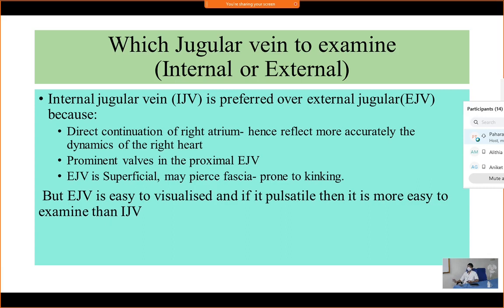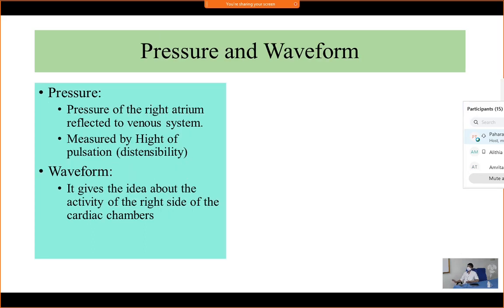So that's why it is better to examine the internal jugular vein. But remember one thing: if the external jugular vein is easy to visualize and if it is pulsatile, then it is easier to examine than the internal jugular vein. So if you get a pulsating external jugular vein, that means there may not be enough valves, or it may reflect the direct continuation of the external jugular vein to the right atrium, and in this particular situation we can examine the external jugular vein. So the pressure and the waveform, two things we examine in the jugular venous pulse.